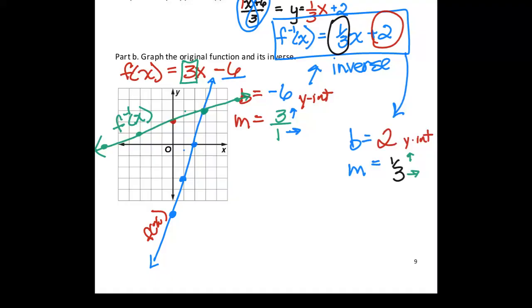How can you tell? Well, if you do a dashed line on the diagonal, and you were to fold that in half, the green line and the blue line would overlap each other.